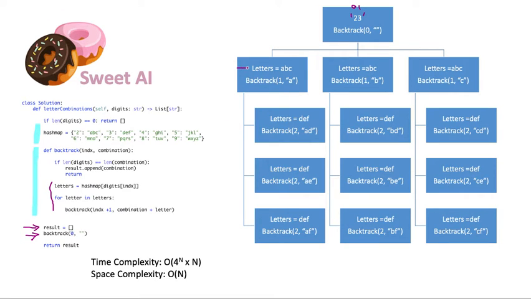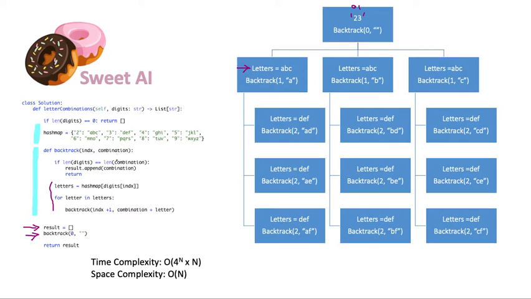So these are the letters for the first index, right? And we start iterating over these letters, right? And we call the backtracking, but by adding the index, right? So we call the backtrack with index 1 and letter A, and it goes all the way back here.